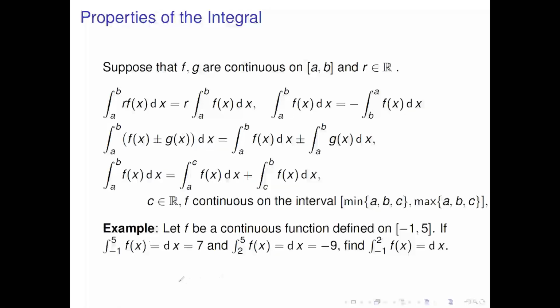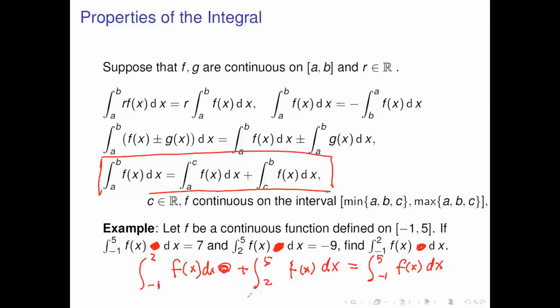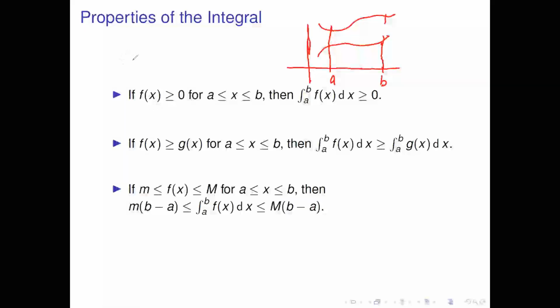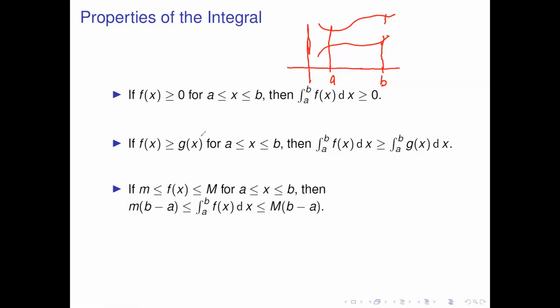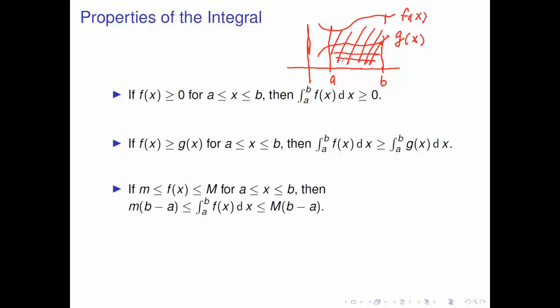Example, we find the, so, okay, these 3 properties should be very easy to memorize because f(x) is bigger than g(x). So the area of this one is bigger than this one.